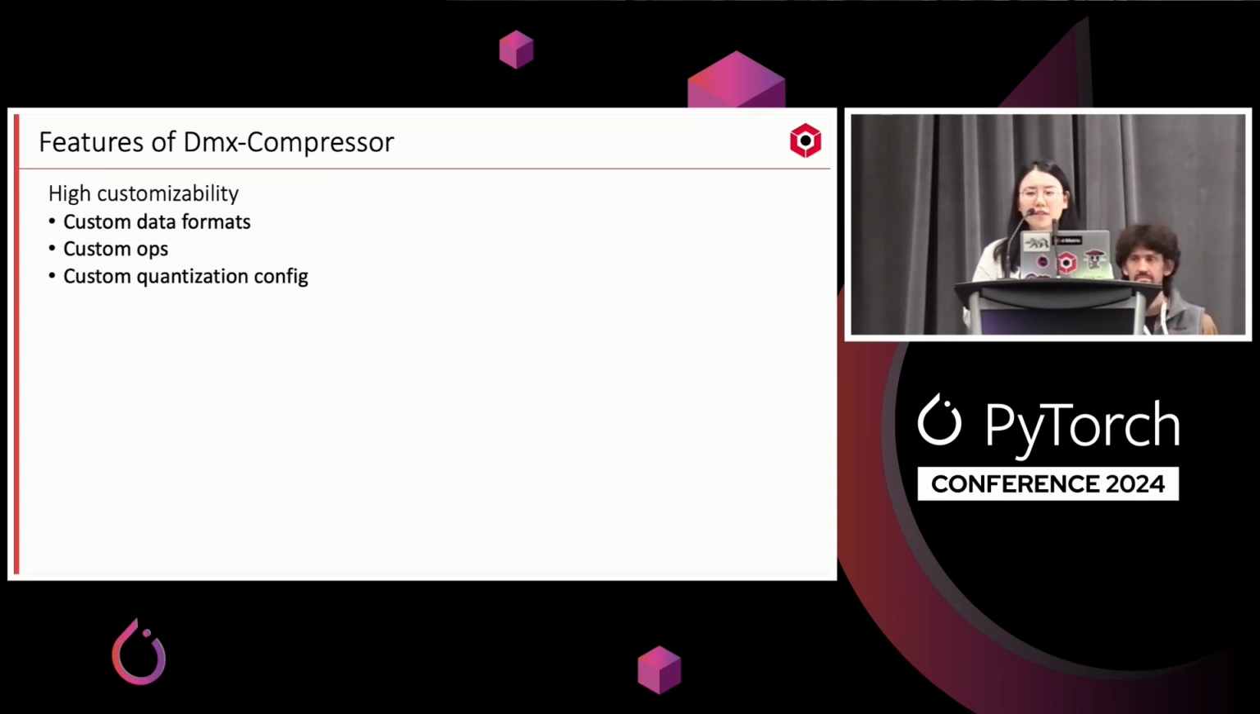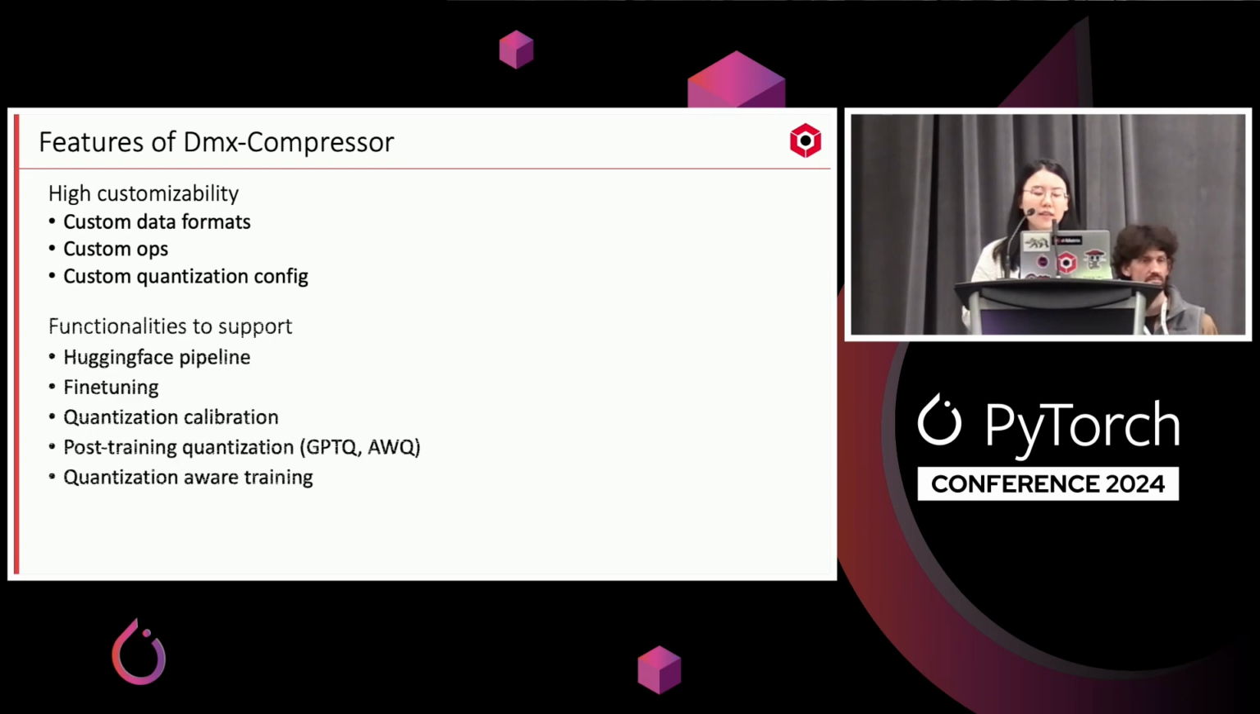The key features of dmx-compressor include high customizability, supporting custom data formats, operations, and quantization configs. The DMX model is also highly compatible with the original model's interface so that it can be easily integrated into Hugging Face pipelines, fine-tuning processes, and more. In addition, we provide an API for the users to do other optimizations, such as quantization calibration, post-training quantization, and quantization-aware training.